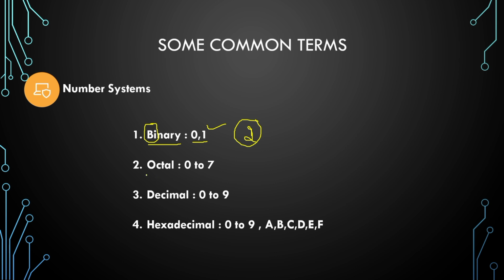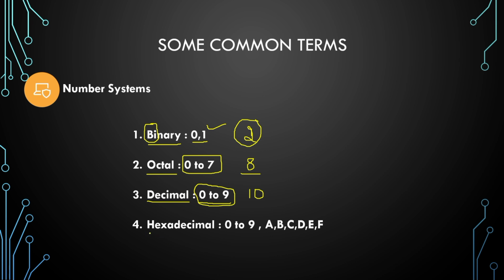Next is the octal number system. In the octal number system, we are using 0 to 7, that is a total of 8 symbols. So the octal number system is nothing but the base 8 number system. Then we have the decimal number system, which uses the digits from 0 to 9. So in a decimal number system, we are using a total of 10 digits. So this is also called the base 10 number system.